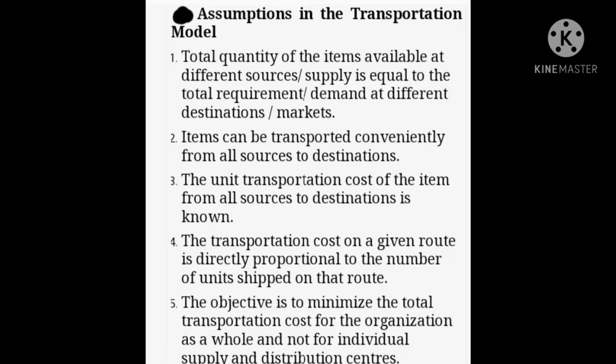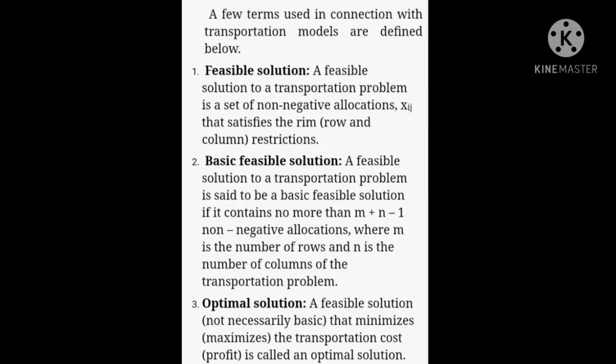Third, the unit transportation cost of the item from all sources to destinations is known, otherwise we will not be able to define it. The transportation cost on a given route is directly proportional to the number of units shipped. The objective is to minimize the total transportation cost.